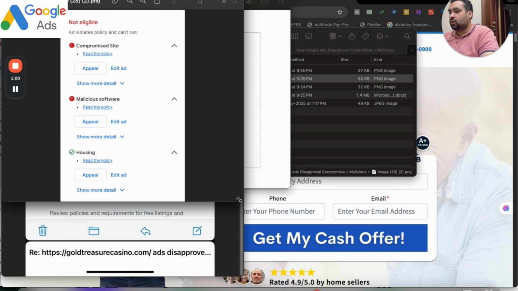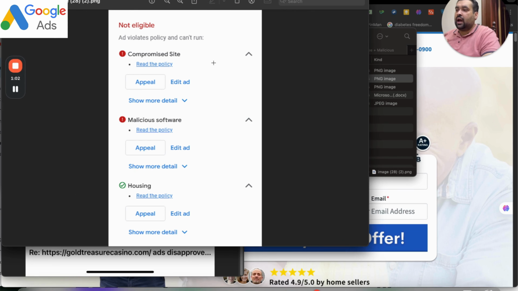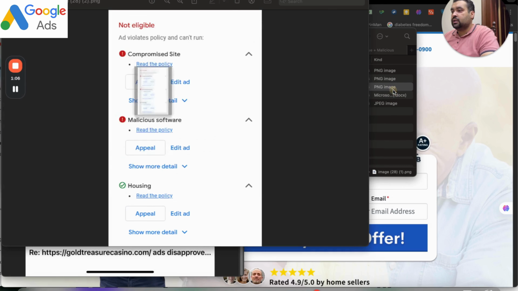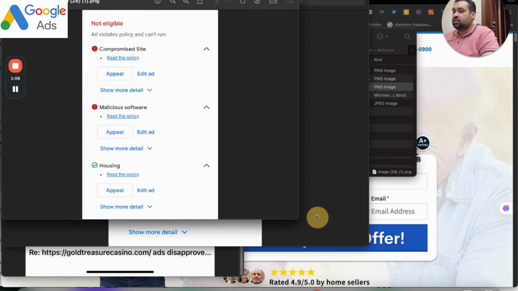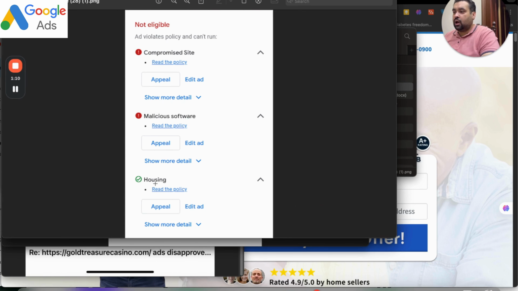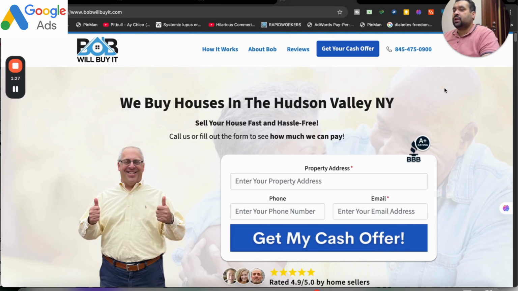This is what they had. The ads were being disabled for compromised site and malicious software, as you may see over here. They also had a slight issue with housing, but it's fine. With the housing, they had a limited targeting approach, but they were more concerned about compromised site and malicious software, because the housing was only limiting the traffic. However, it was not stopping them from running their ads.